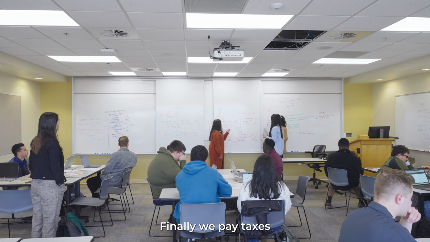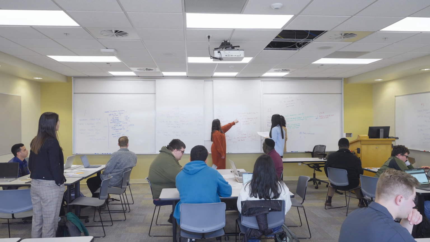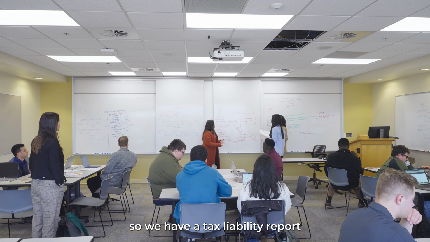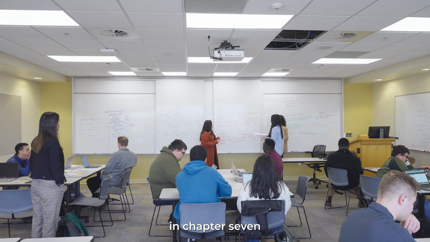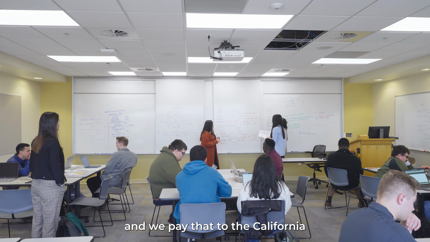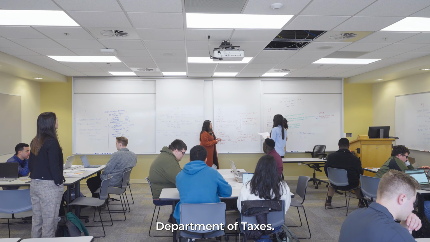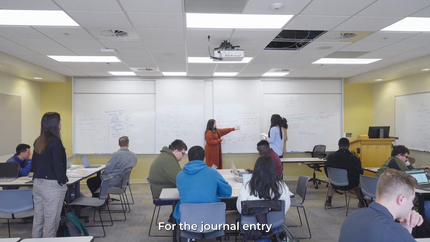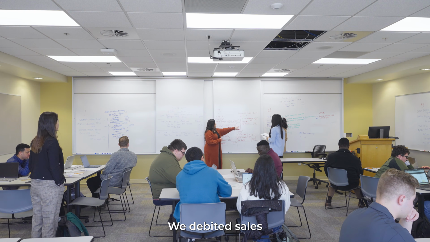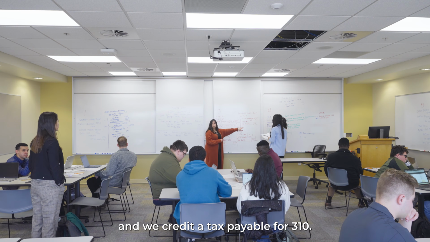And finally, we pay taxes. So we have a tax liability report. And I think we learned about this in chapter 7. And we pay that to the California Department of Taxes. For the journal entry, we debited sales tax expense and we credited tax payable for $310.